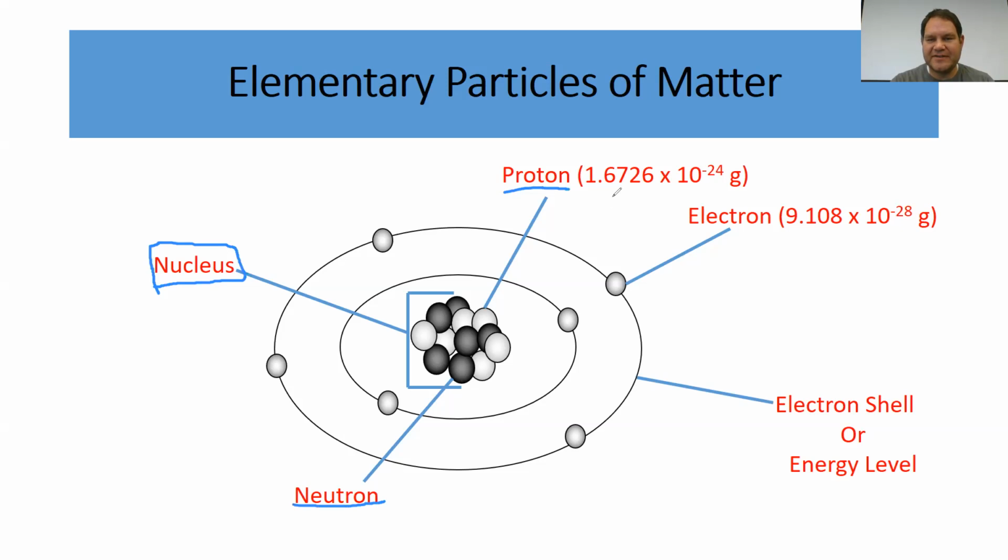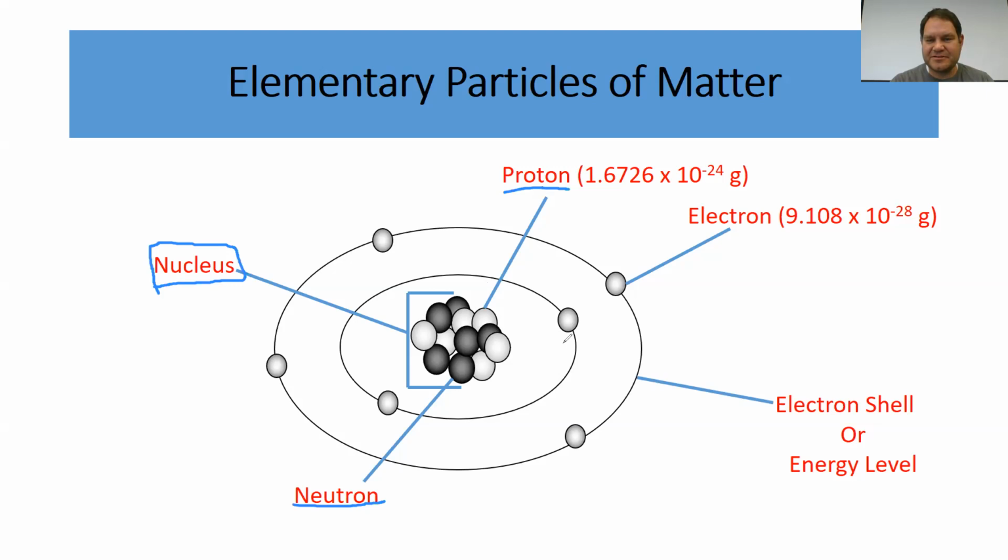Now, to give you a sense of scale of how small a proton is by mass, the proton's mass is 1.6726 times 10 to the negative 24 grams. Can you even comprehend how small that mass is? It's mind-boggling to me, the size of a proton. It's just so inconceivably small. And again, we're going to find protons and neutrons in that nucleus, as indicated in this diagram.